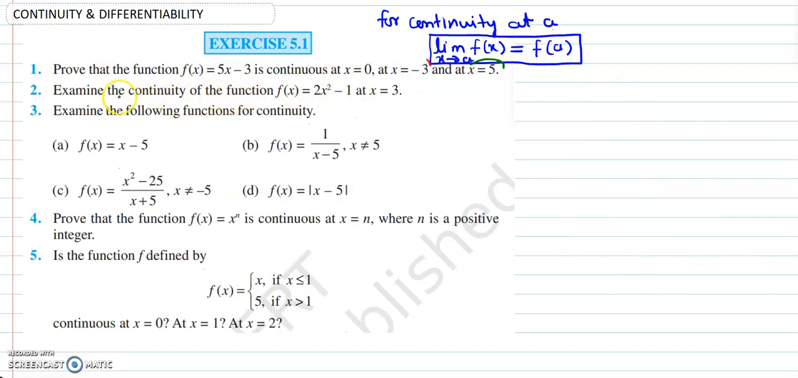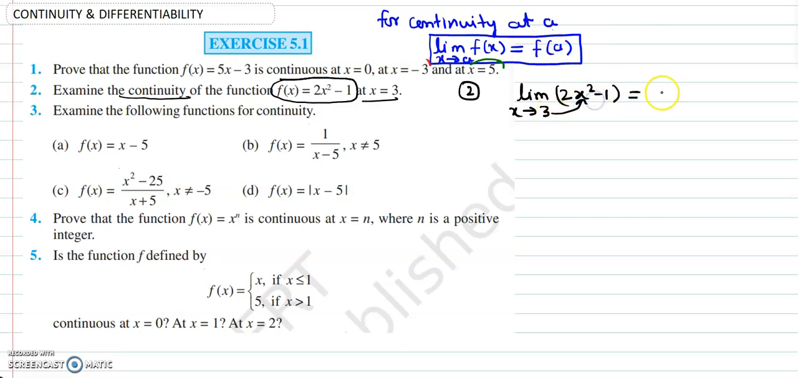Now question number 2. Examine the continuity of the function. Function is f(x) equals to 2x square minus 1 at x equals to 3. Okay. So first of all we will find limit कहाँ पे? At x equals to 3, x approaching 3 of the function that is 2x square minus 1. When you will approach 3 to x, so it will be 3 square minus 1 will come out 2 into 9 minus 1, that is 18 minus 1, 17.